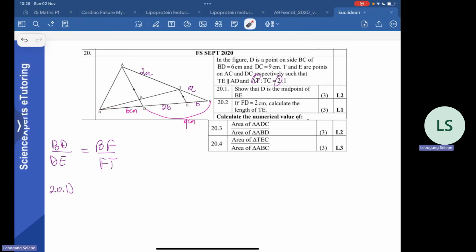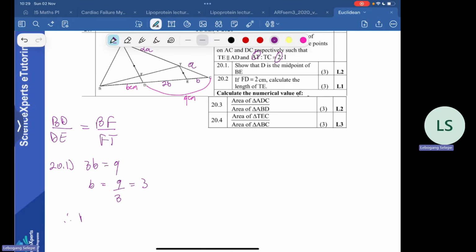Remember, I told you that we can find the value of B by using this 9, because we know that 3B is equal to 9. So B would be 9 over 3, which is 3. Therefore DE, as you can see, is equal to 2B. So it will be 2 times 3, which is 6 centimeters. Therefore, D is the midpoint of BE, because DE would be equal to BD. They would both be equal to 6 centimeters.